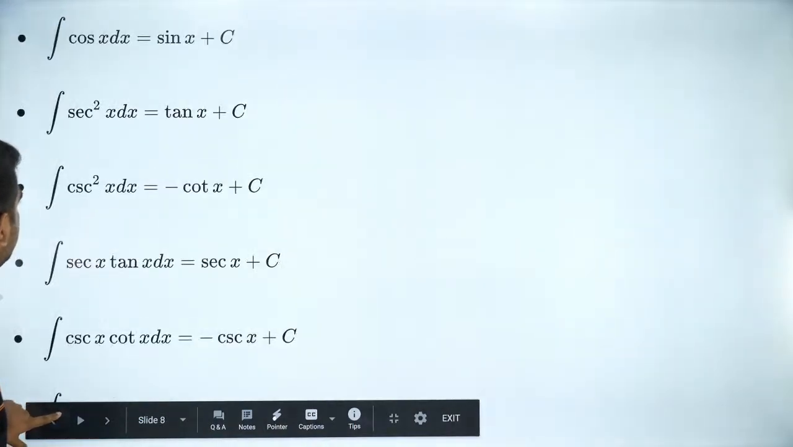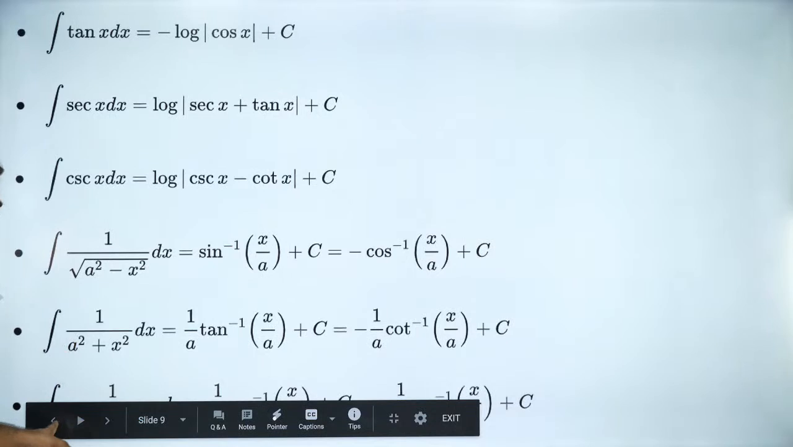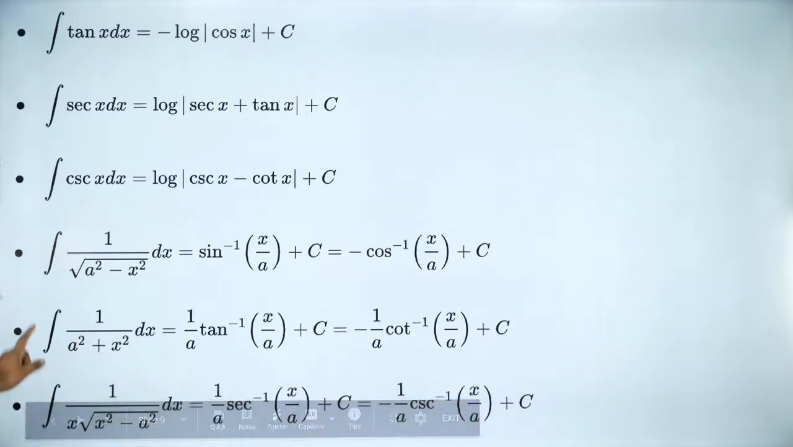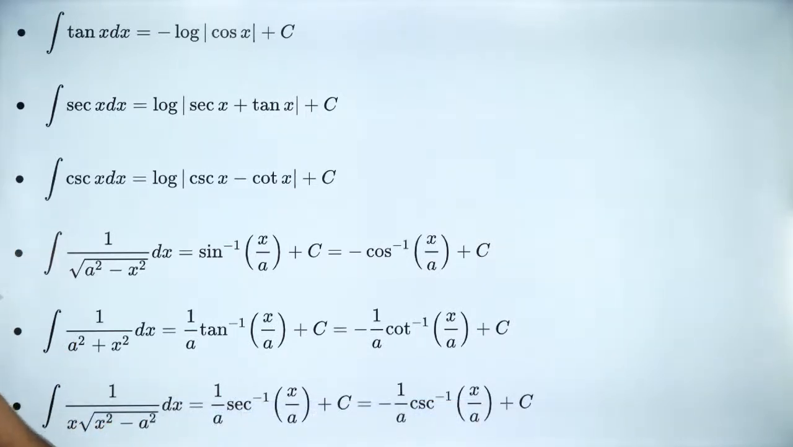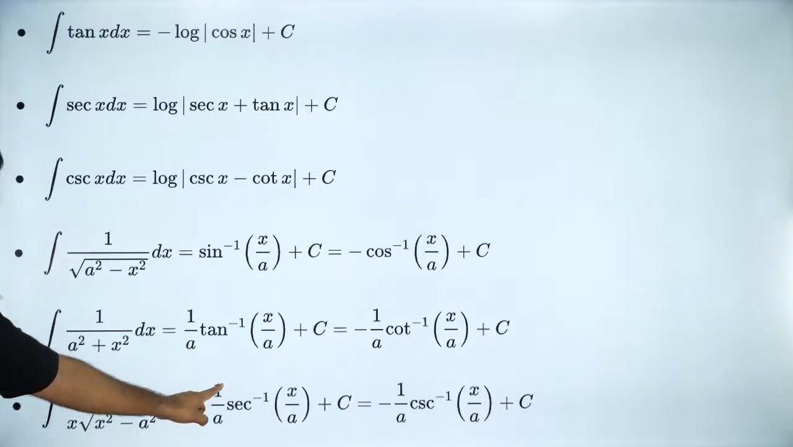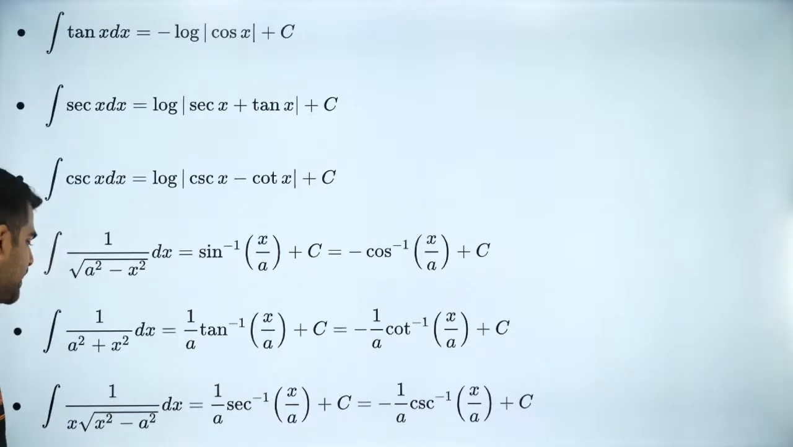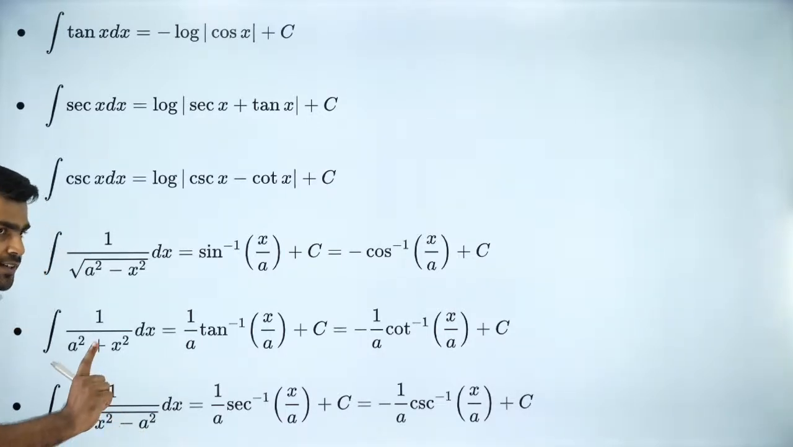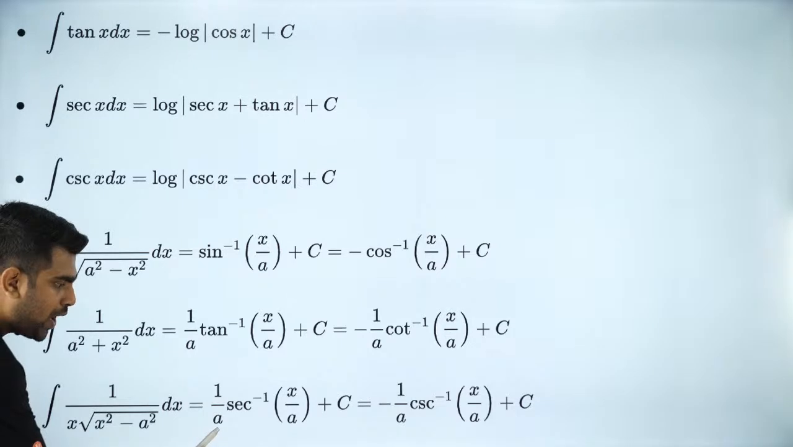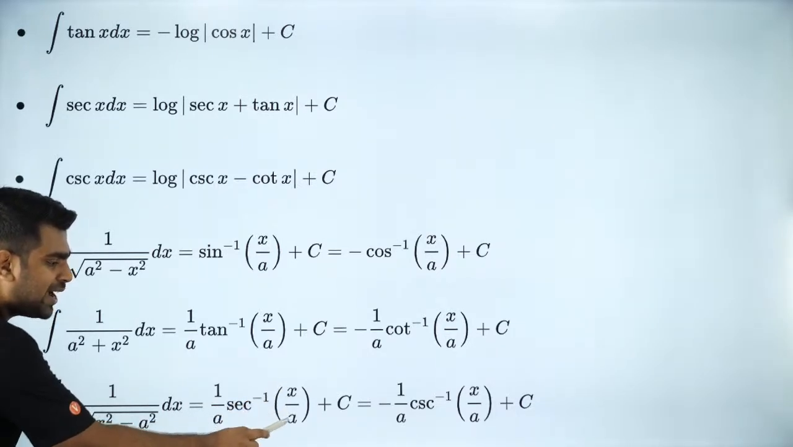Let's go back. Can you see the formula over here? What do you see here? 1 by x into root of x square minus a square is equal to 1 by a secant inverse of x by a. In our question, this a was 1. So it will be 1 by 1 secant inverse of x by 1.